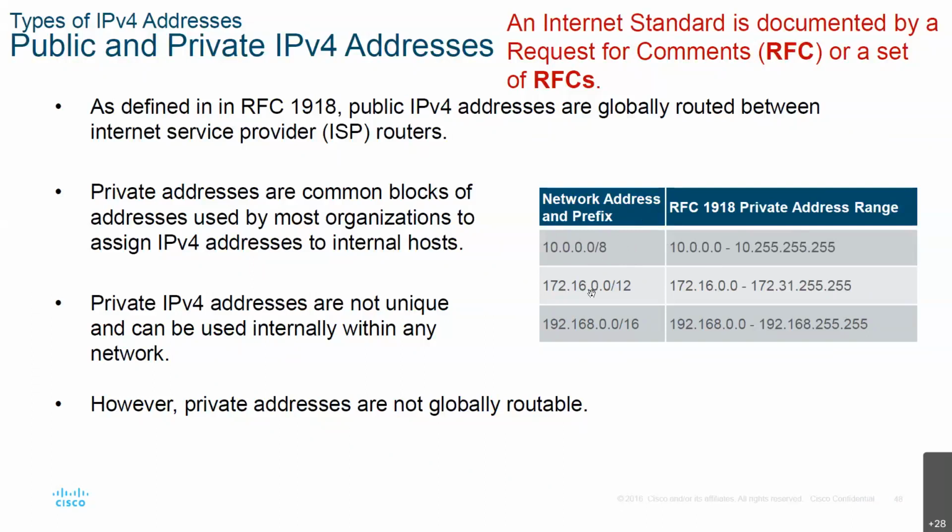We also have another private address, which is 172.16.0.0/12. /12 means the network portion will be 12 and the host portion will be 20. So how many devices can we have over here? 2 to the power of 20 minus 2. Another example: 192.168.0.0/16. Here we'll have 16 bits for network and 16 bits for host. How many devices? 2 to the power of 16 minus 2.